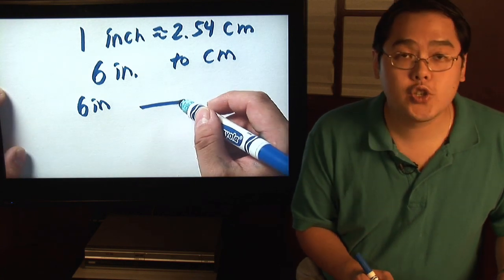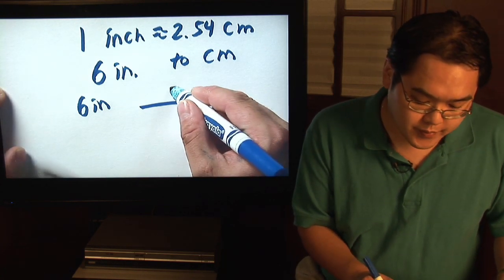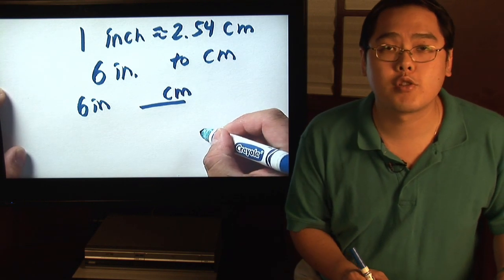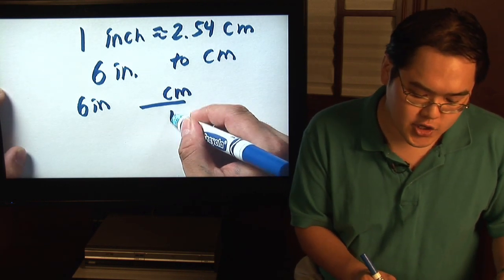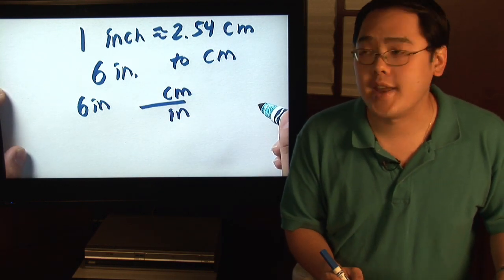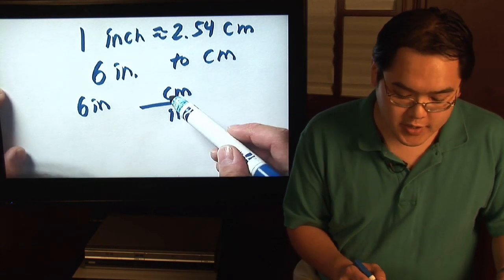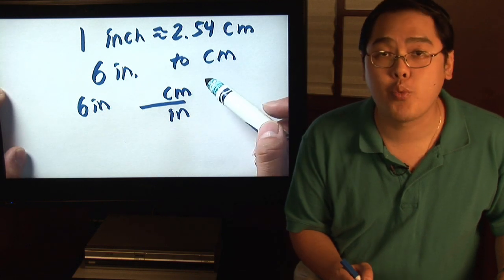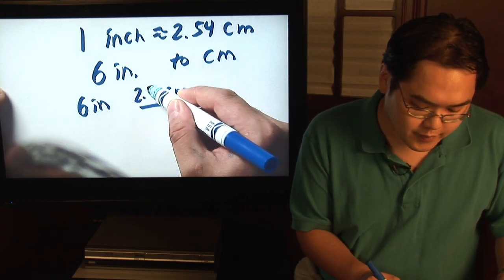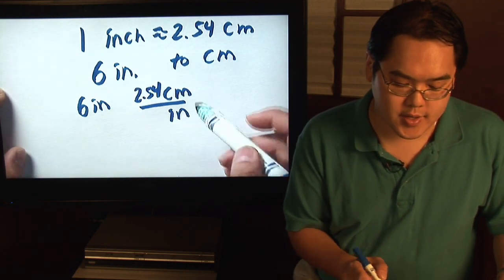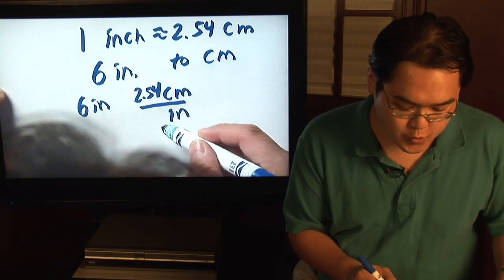Now, since you want to convert to centimeters, the centimeter is going to be on top, and then inches will be on the bottom. Now what you want to do is plug in the numbers on the unit fraction. Now, for centimeter, again, we said it was 2.54. And then inch, the number next to it is 1.